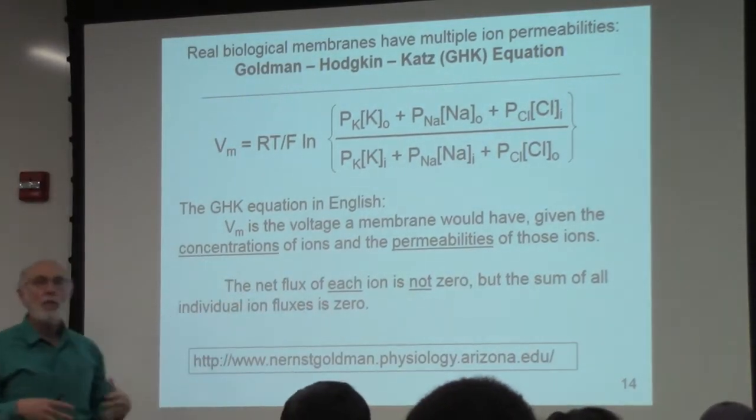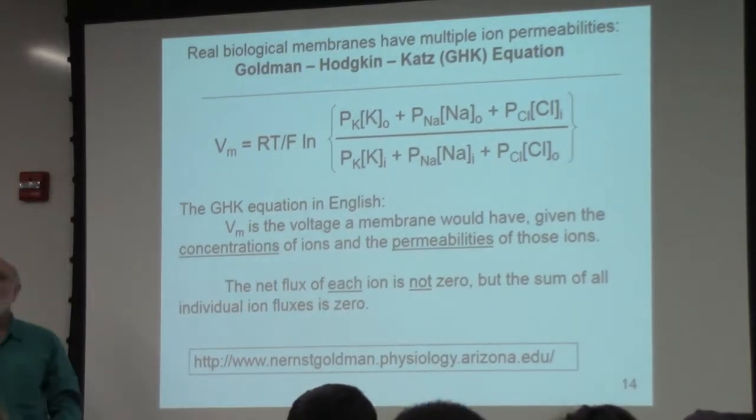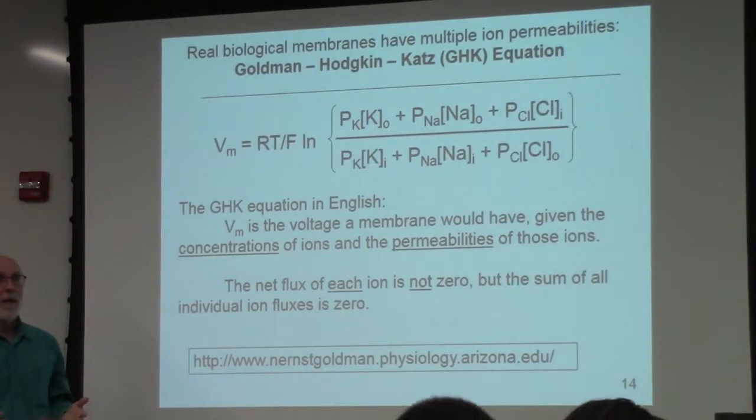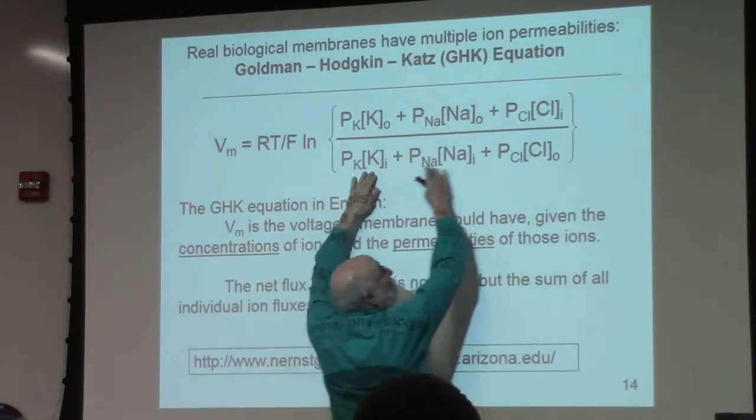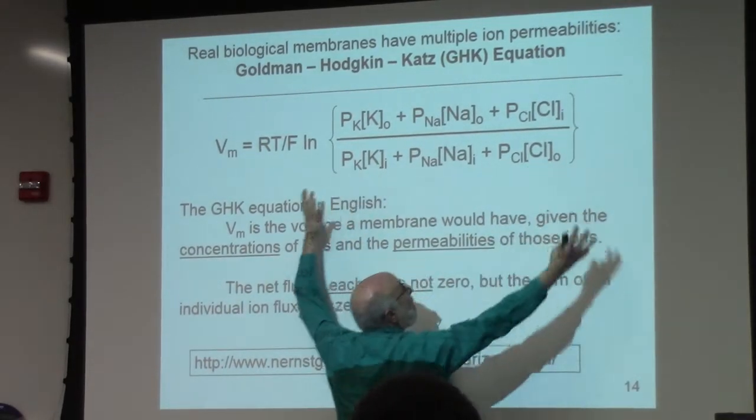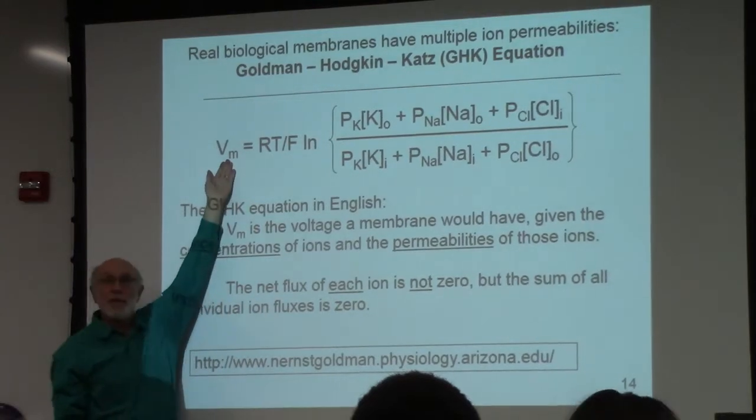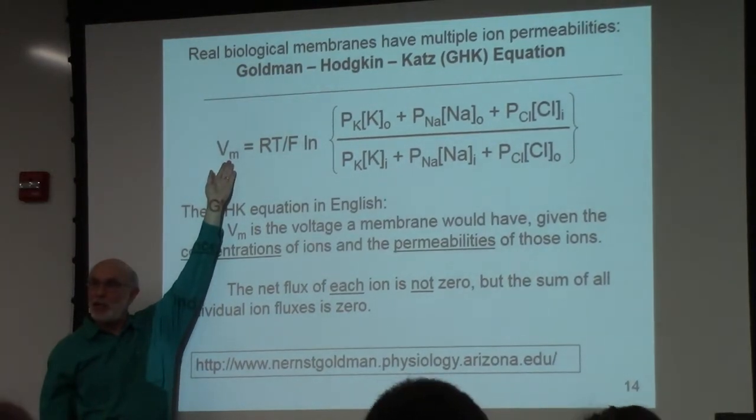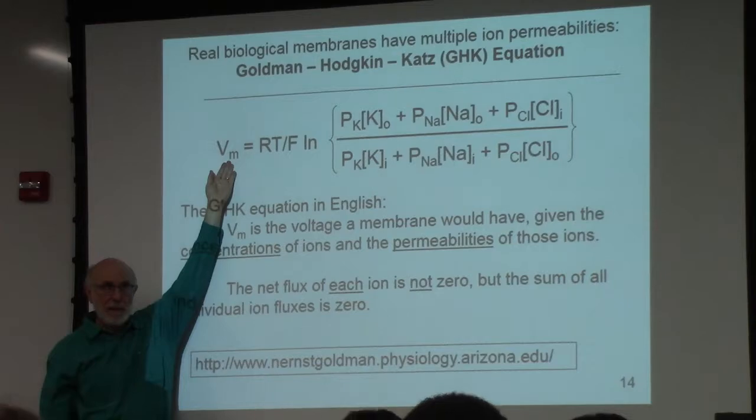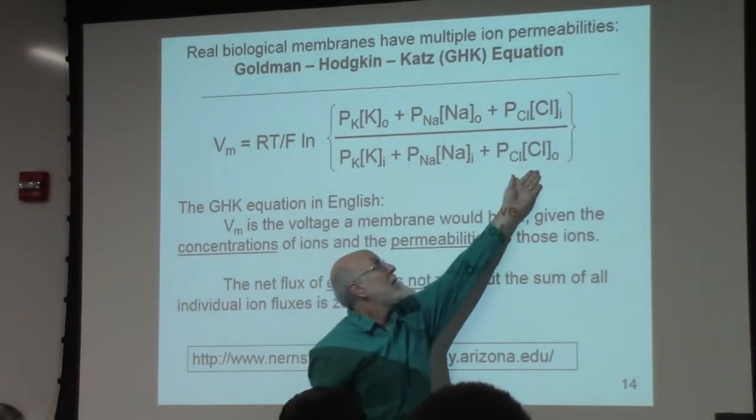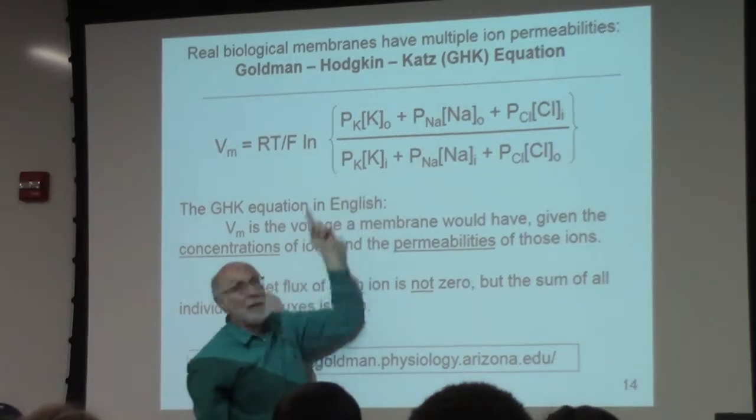This is the Goldman-Hodgkin-Katz equation that you'll be using for the homework. This is the equation that takes these equilibrium conditions, lumps them together, and solves what the membrane potential will be, given these concentrations and these permeabilities.